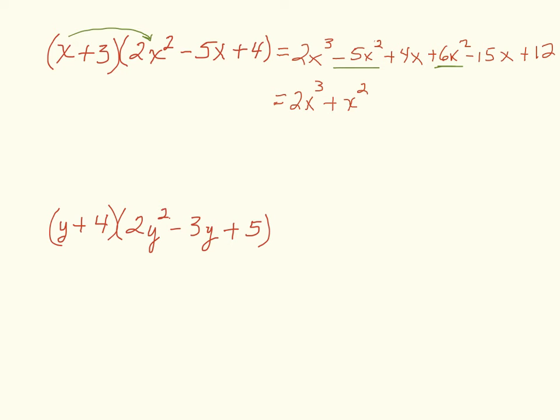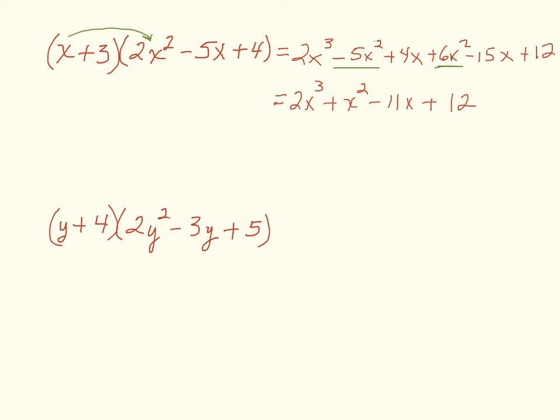Then we have some x terms. 4x and a minus 15x becomes minus what? 11x. And then we have one constant, plus 12. There's nothing else to add. I said 2, but it's plus 12. There's nothing else that we can combine. And notice how we wrote it. We have it in descending order. I want you to get into the habit of writing these in descending order.